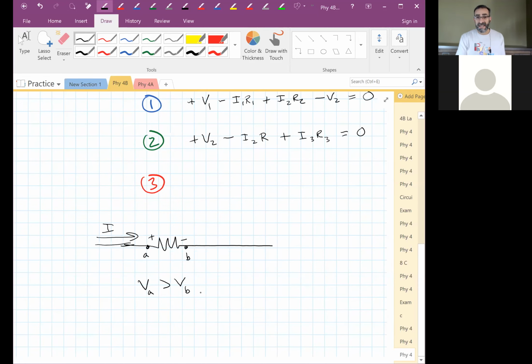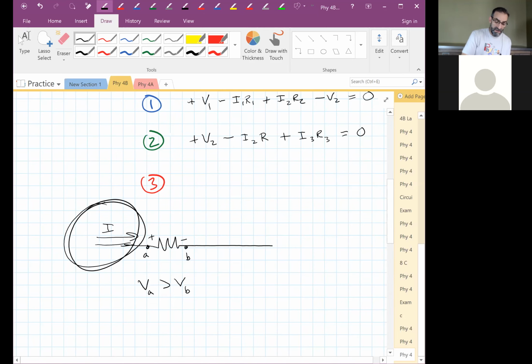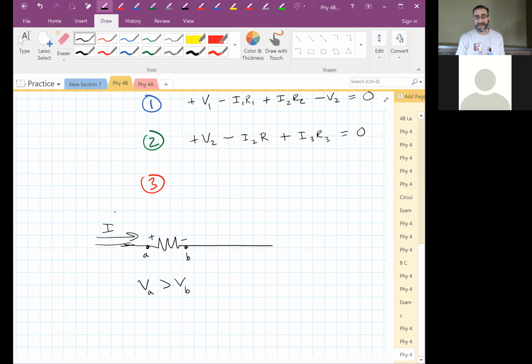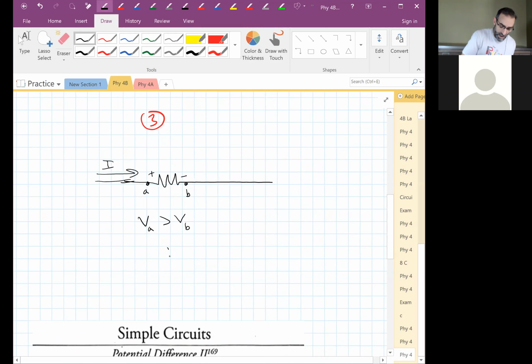Why? Because, remember, current is the flow of positive charges. Positive charges are flowing to the right through this resistor. Why would they go to the right? Because the electric field points in that direction. It's pushing them in that direction. That's the only reason a positive charge would go in that direction.